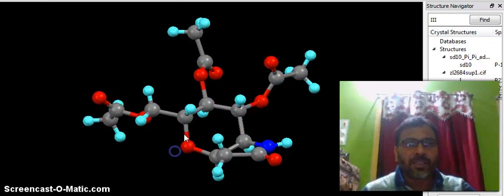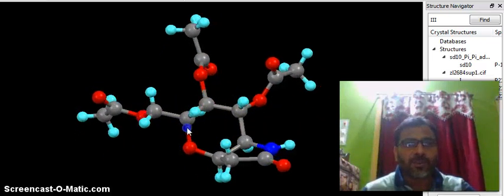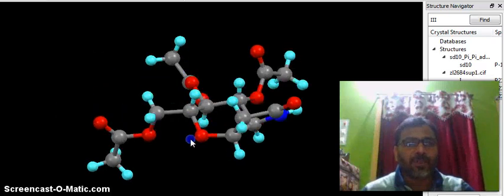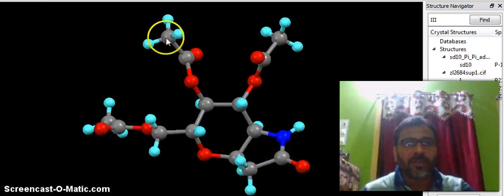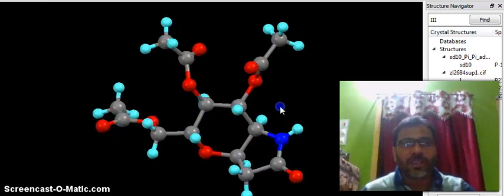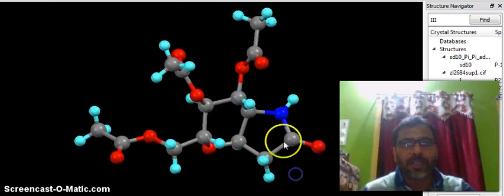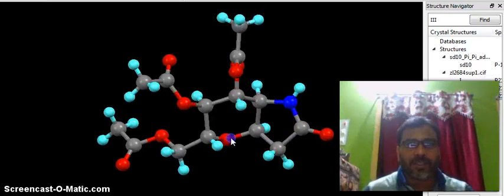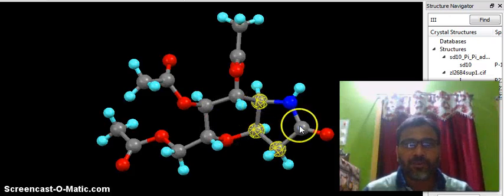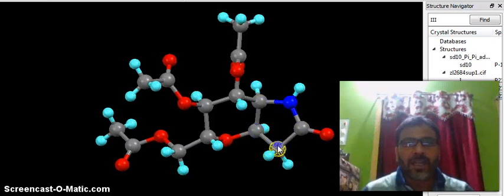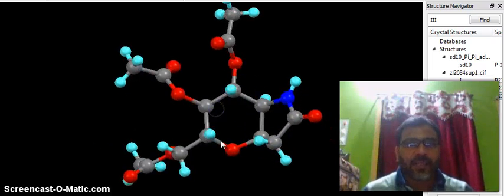Now each carbon contains two hydrogens, so this one hydrogen is replaced by this group, this one hydrogen is replaced by this group, meaning acetate, and this is also acetate. Now you see these two hydrogens replaced by heteroatoms. You see this is a 5-member ring associated with the 6-member ring, 1, 2, 3, 4, and now one nitrogen is there in the NH form. So now you can easily identify the pyranose ring.